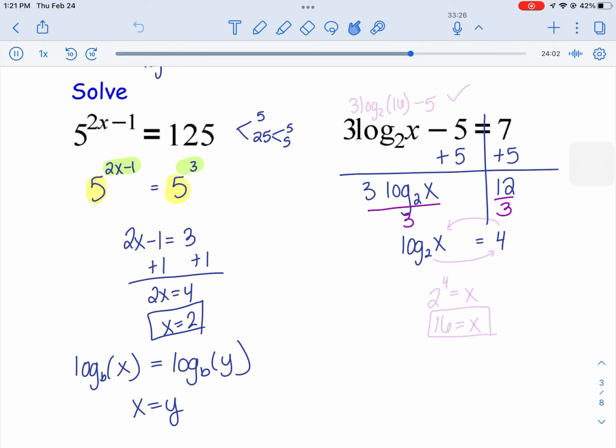Then, once you have the log by itself and you're trying to solve, you're going to rewrite it in exponential form. So this is base 2 to the 4th power would equal my x. And so then x would be 16. If I plug that back in, I would have 3 log base 2 of 16 minus 5. That's fine, because I have log of positive 16. If it was plugged back in and I got log of a negative number, it would be no solution, extraneous.